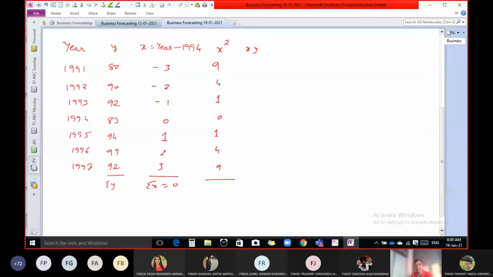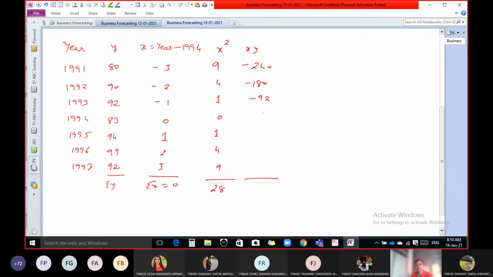So we get the total of this, that is 28. Now x into y, this into this, minus 3 into 80 is minus 240. 90 into minus 2 is minus 180. Do the calculation, just add all these values. 92 into minus 1 we get minus 92.